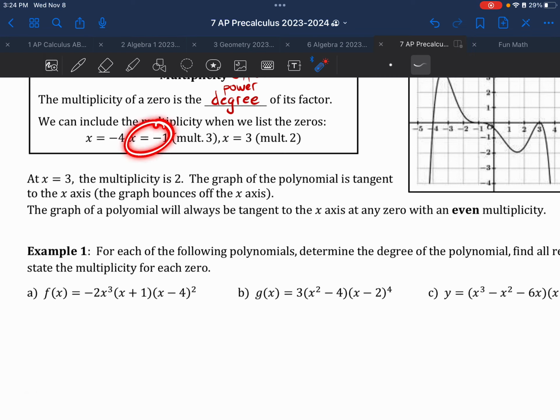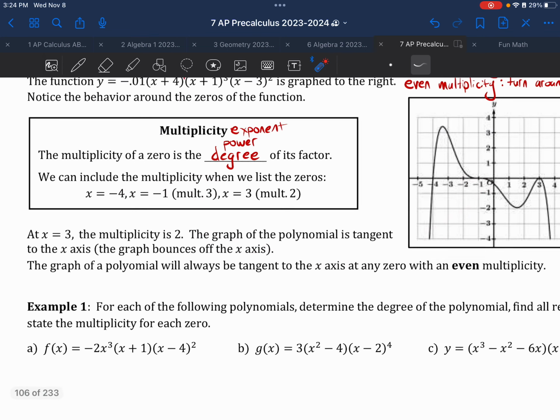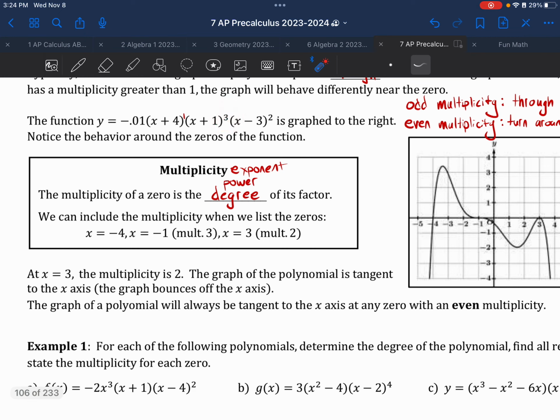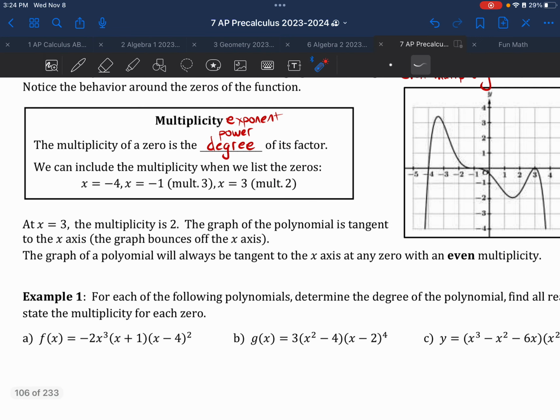At x equals -1, that is another x-intercept. That had a multiplicity of 3. Why? Because this was a power of 3. This one was a power of 1, so we didn't write anything. And x equals 3 had a multiplicity of 2 because we said we had a power of 2. So at x equals 3, we have a multiplicity of 2.